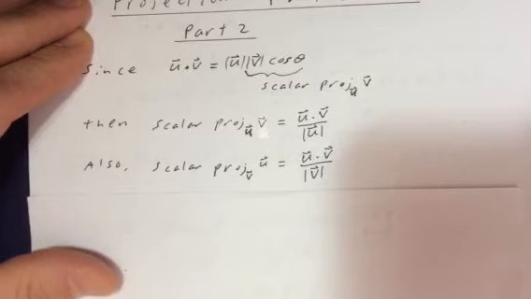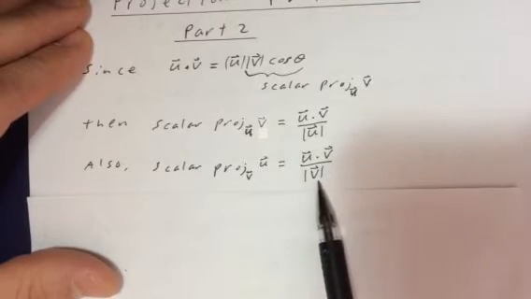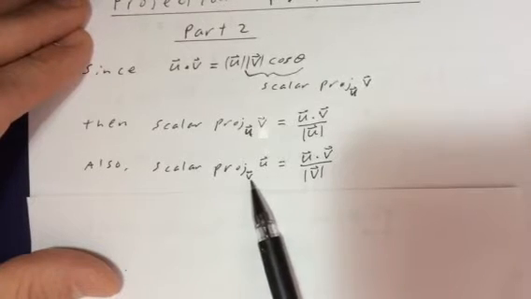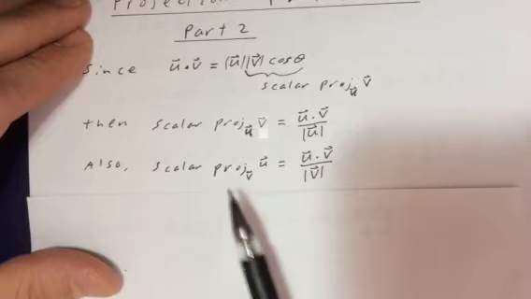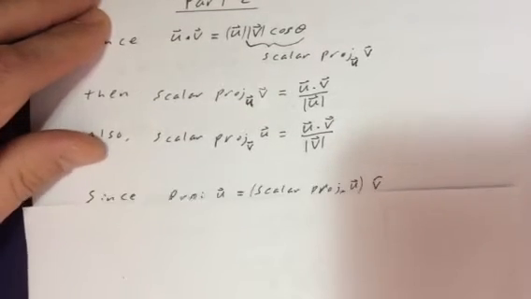Also, the scalar projection of u onto v would be u dot v over the magnitude of v. So one way to remember it is the one on the bottom is the one you're projecting onto. Okay, some simple formulas to get with the dot product.